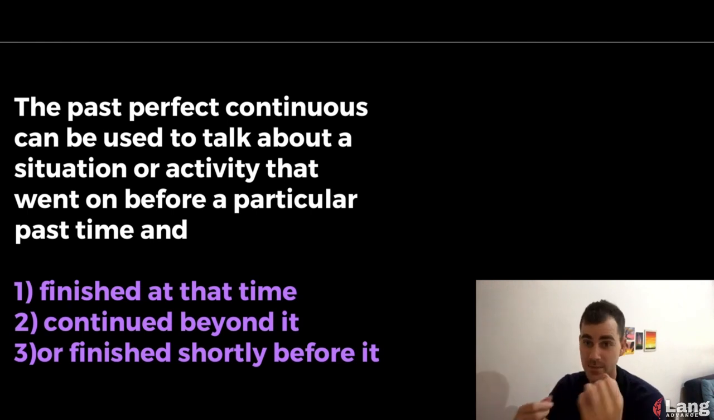This is a restatement of the basic rules we already learned, that the past perfect continuous can be used to talk about a situation or activity that went on before a particular past time and finished at that time, continued beyond it, or finished shortly before it. I just want to review that and emphasize it for the next rules.